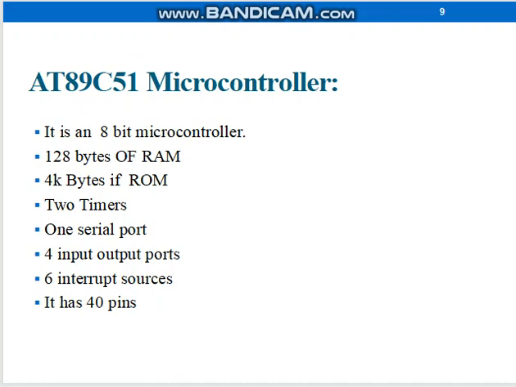Now we see the 89C51 microcontroller. It is an 8-bit microcontroller. It has 128 bytes of RAM, 4K bytes EEPROM, 2 timers, 1 serial port, 4 input-output ports, 6 interrupt sources, and it has 40 pins.